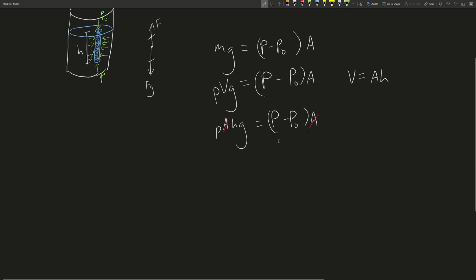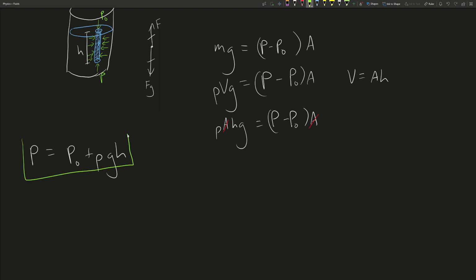And then doing a bit of algebra, we can rearrange this equation to get the hydrostatic pressure at the bottom is equal to the initial pressure plus rho gh. So this makes sense because hydrostatic pressure is equal to initial pressure plus the additional pressure that's caused by the mass of the fluid. So this is a really important formula to know, and that is hydrostatic pressure of a fluid at a certain depth.